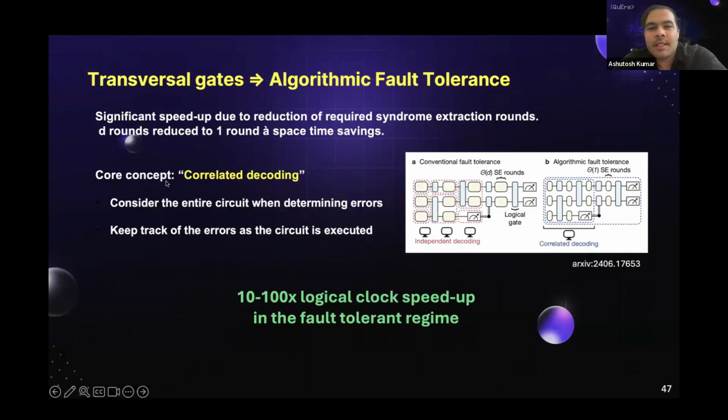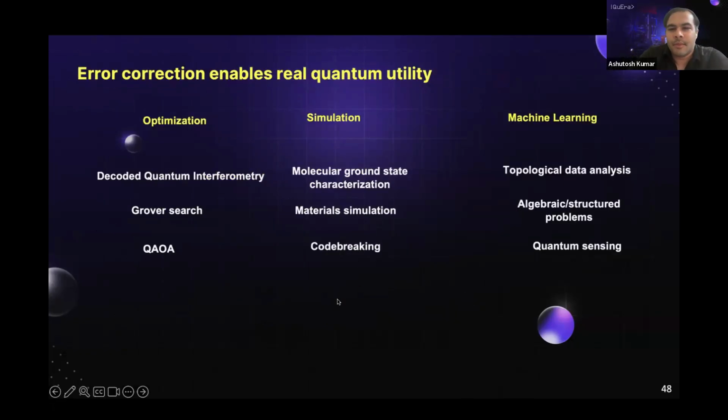The core concept here is correlated decoding. So instead of looking at blocks of different circuits and decoding them separately, you have to look at the full circuit and do the decoding. But the problem is that decoding becomes more complicated because you have to look at large circuits, so it becomes computationally expensive on the classical side. You might have to leverage GPUs to do this real-time decoding. But on the hardware side, you save a lot of clock cycles in the error correction.